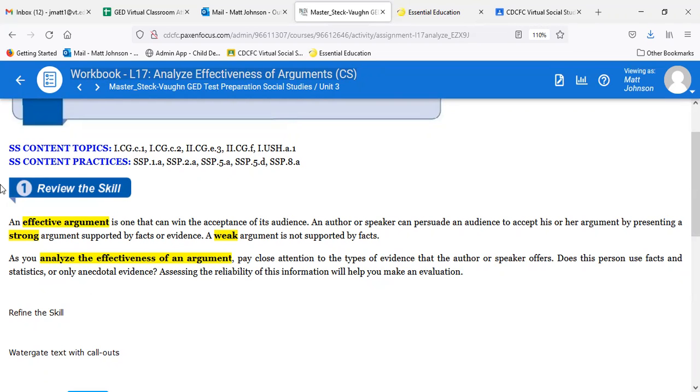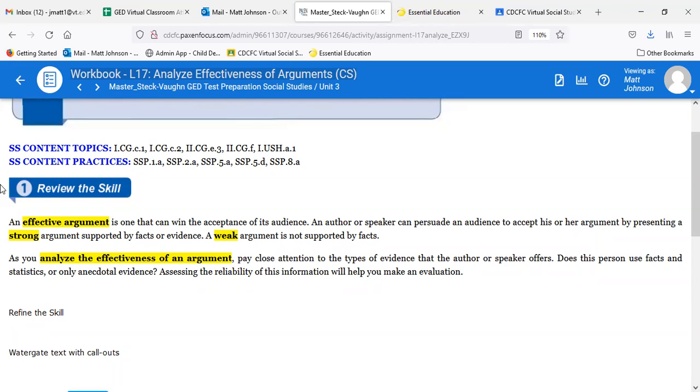It's simply that they reach a large audience, and political candidates will reach out to them to support their campaign or work for them or get their message out. But they are no more effective than anybody else on the street. And it says, as you analyze the effectiveness of an argument, pay close attention to the types of evidence that the author or speaker offers. Does this person use facts and statistics or only anecdotal evidence? Assessing the reliability of this information will help you make an evaluation.